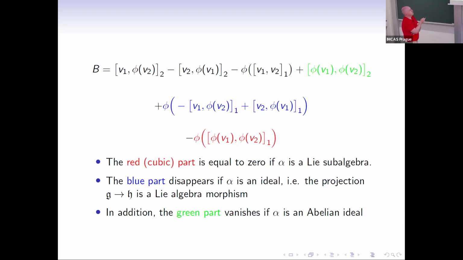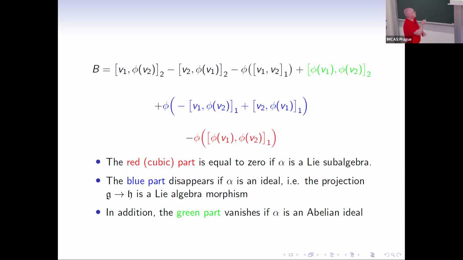And let's see what happens if those pieces disappear, but not for a particular phi, but for all phis, right? So the red part, the last one, which is the cubic, equals 0 for all phis if and only if A is a Lie subalgebra. So the complement is a Lie subalgebra. Okay, suppose red disappears, right? So we have the complementary subalgebra, so our G decomposes as H plus A, but we don't know how H and A are connected to each other.